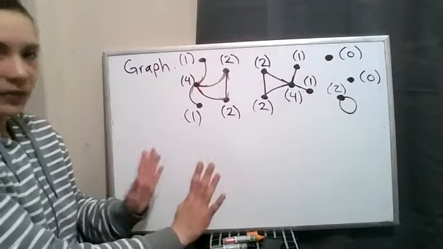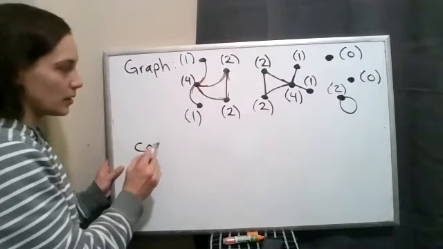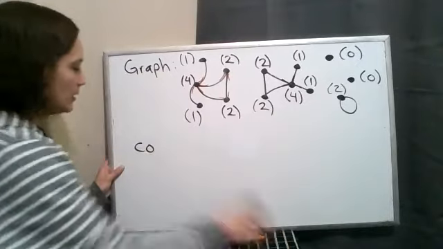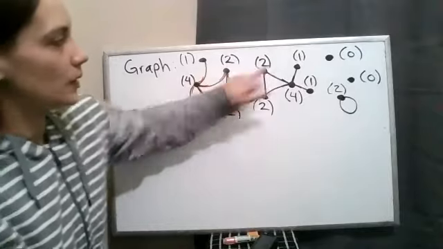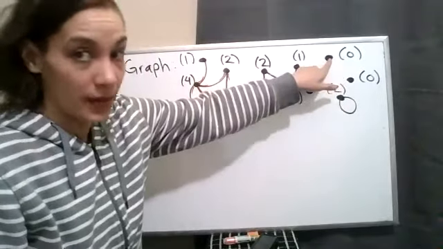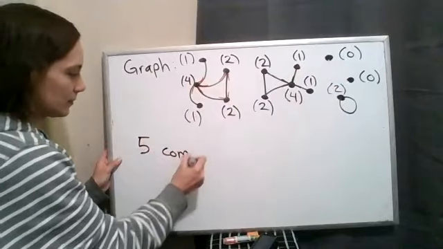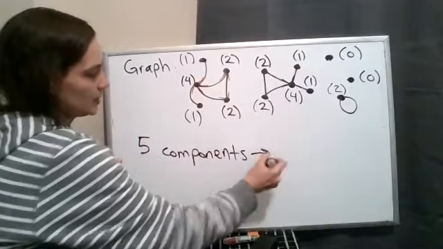We've done the degree of every vertex, and I think we're on to components. Let's count them first. 1, 2, 3, 4, 5. 5 components. Disconnected.